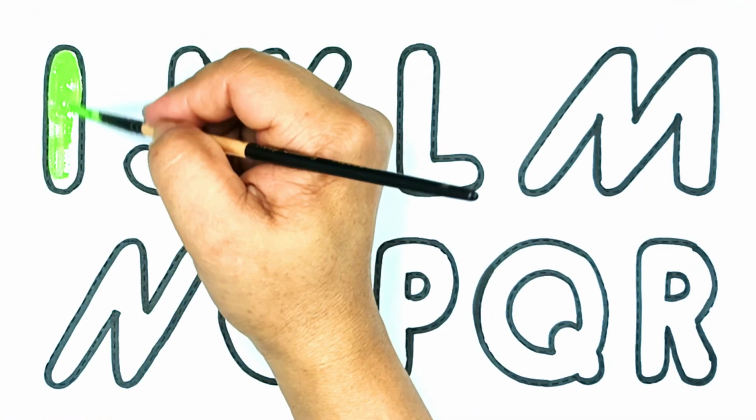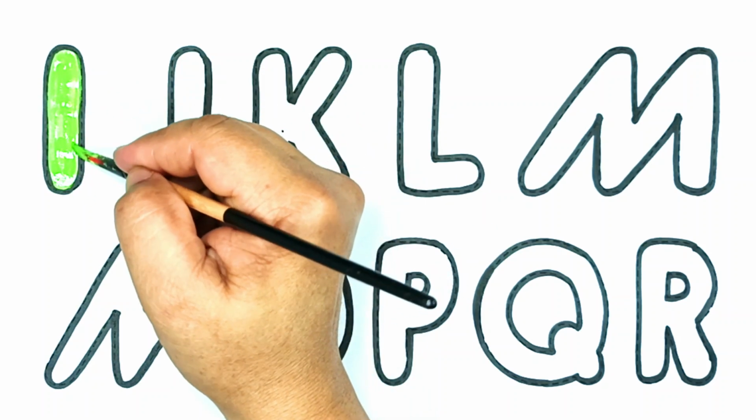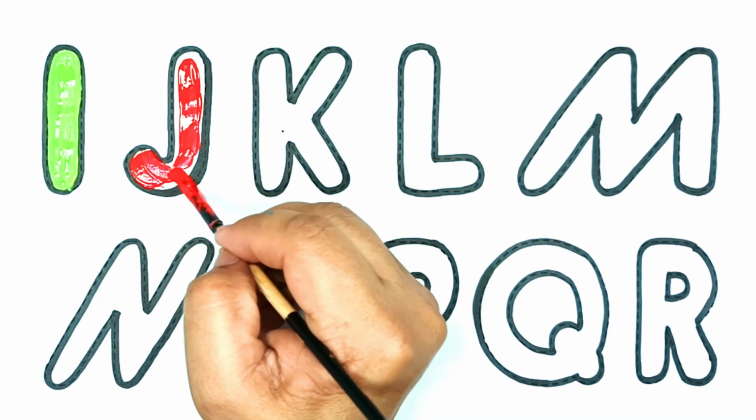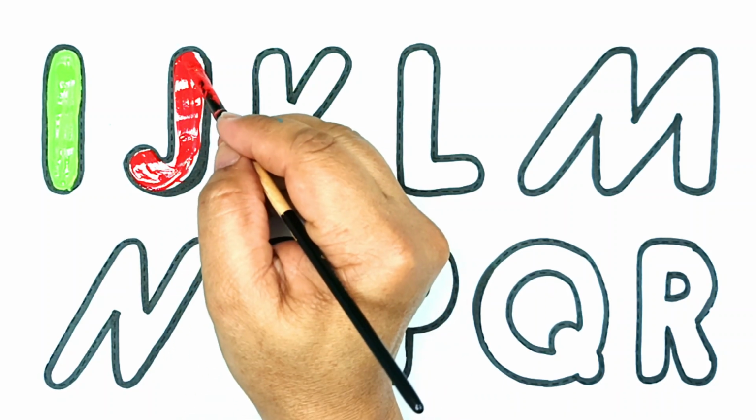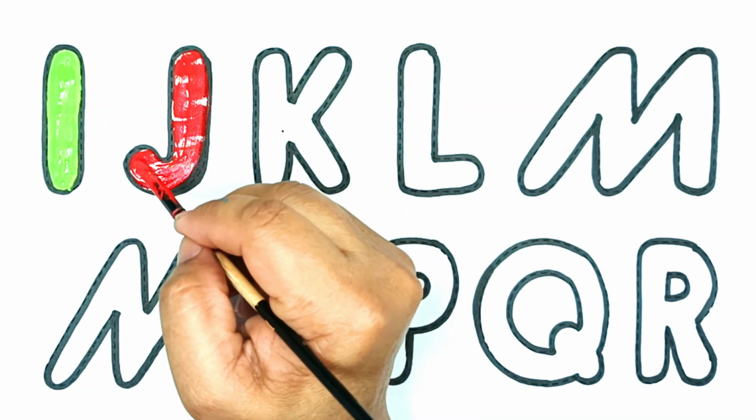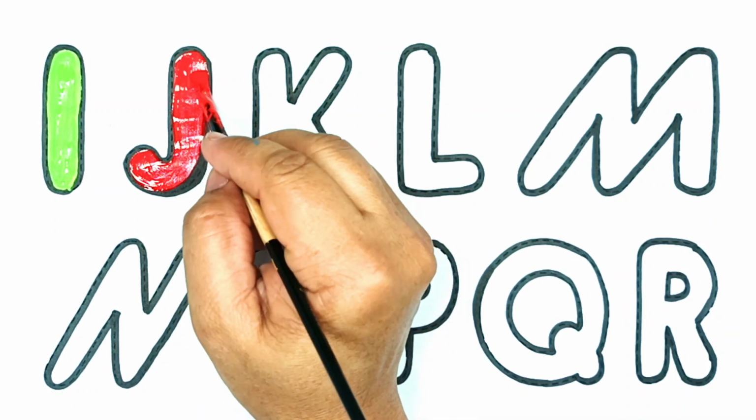I for Indian, I for igloo, I is for island, surrounded by sea. J for jam, J for juice. J is for jam, you eat with your tea.